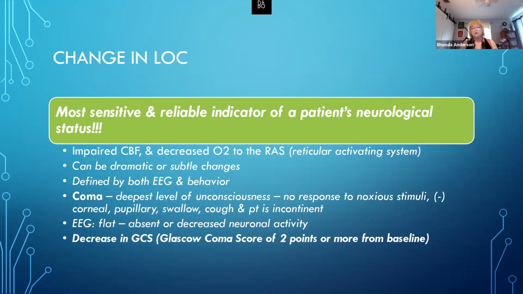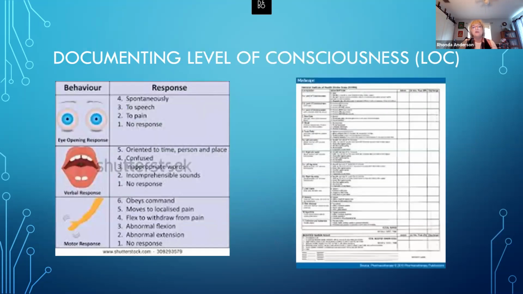So one of the things we go by, and I'm going to show you what the Glasgow Coma Score system looks like: if you have a decrease in your Glasgow Coma Score of 2 points or more from the patient's baseline, that's a significant change, and that has to be reported to the healthcare provider. So here's your Glasgow Coma Scale. And what we're doing with this is documenting the patient's level of consciousness.